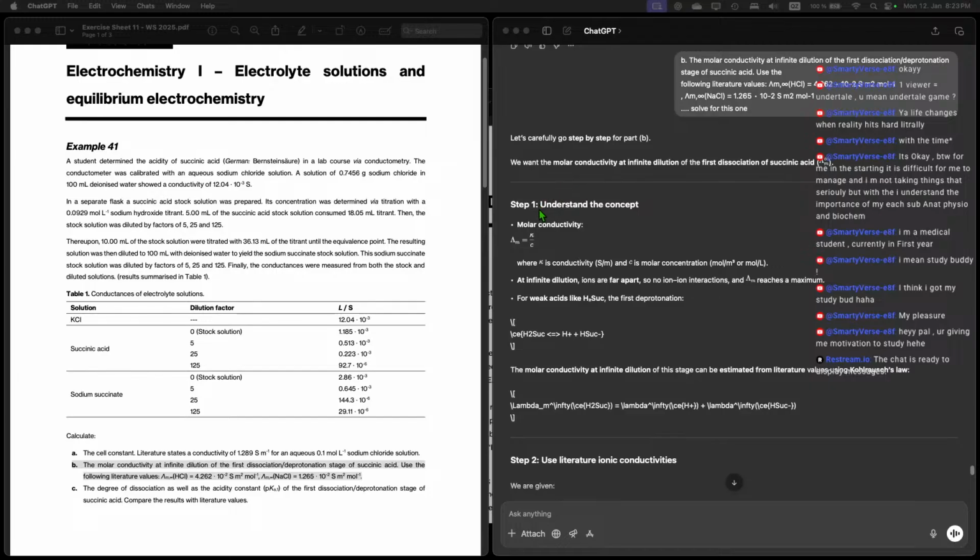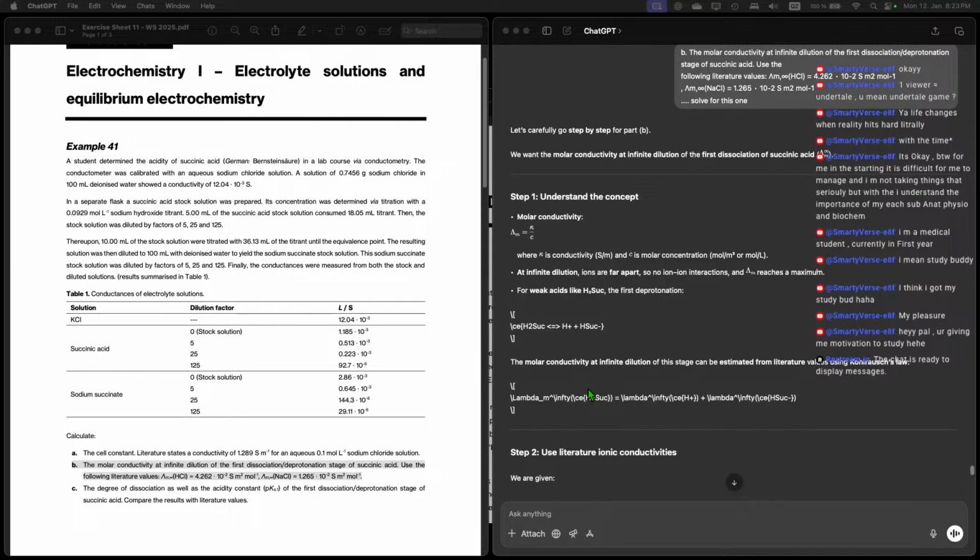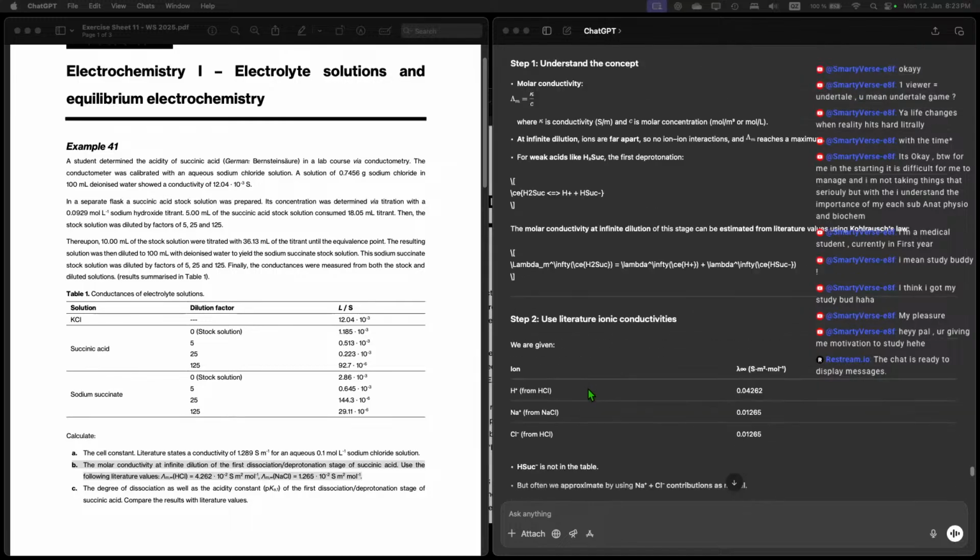We want the molar conductivity at infinite dilution of the first dissociation of succinic acid. Understand the concept. Molar conductivity, where K is conductivity and C is molar concentration. At infinite dilution, ions are far apart, so ion-ion interactions vanish and it reaches maximum value for weak acids, like the first dissociation of H2 succinic acid, I guess. We use literature ionic conductivities.